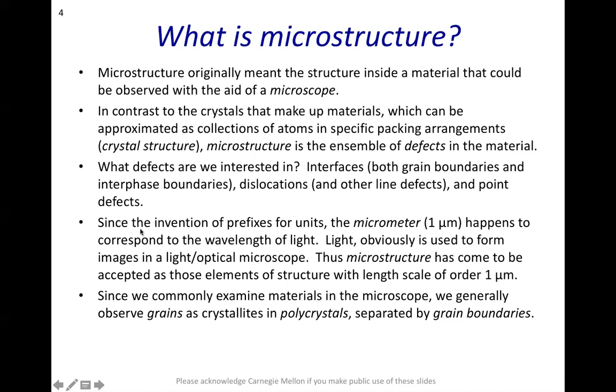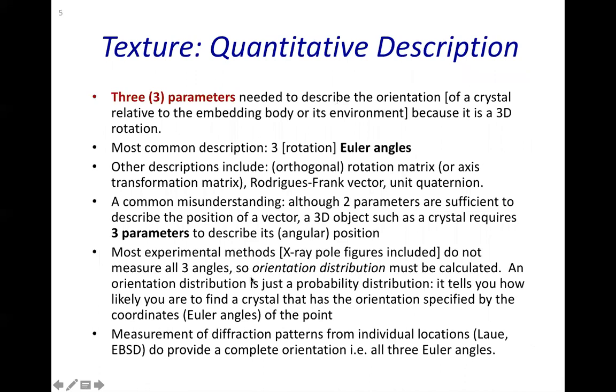So texture is a super important part of the microstructure. So how do we describe the texture? We already said earlier we need 3 parameters to describe the orientation of a crystal, right?